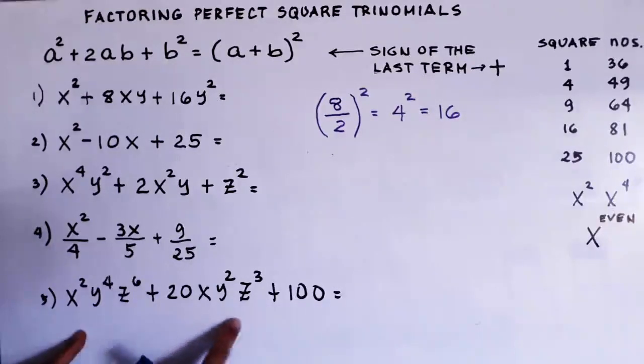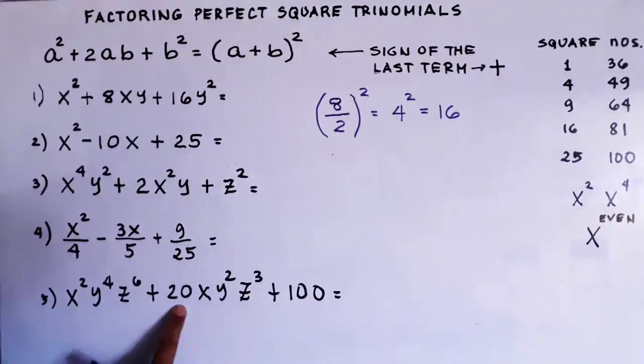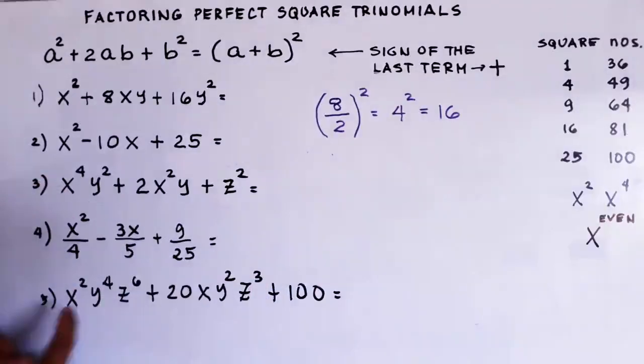So here, we take the half of 20. 20 divided by 2 is 10. 10 times 10 is 100. Okay, let us factor first this one.